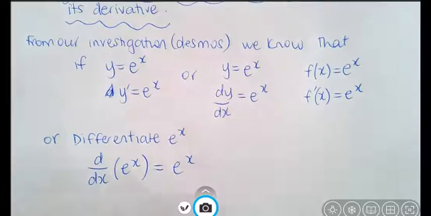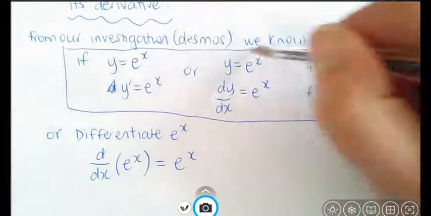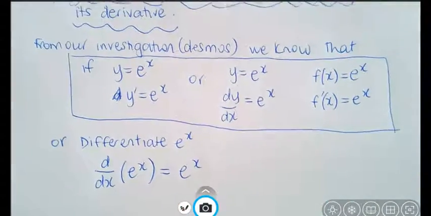So basically, we can just box it: the derivative of e to the x is e to the x.